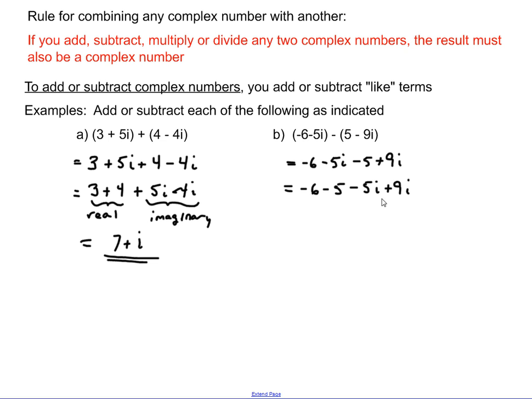And when we do that, we're going to come up with negative 11 as our real part. And we're going to end up with plus negative 5 and 9 is positive 4i as our imaginary part. And this is our answer. Okay, more to come in the next video.